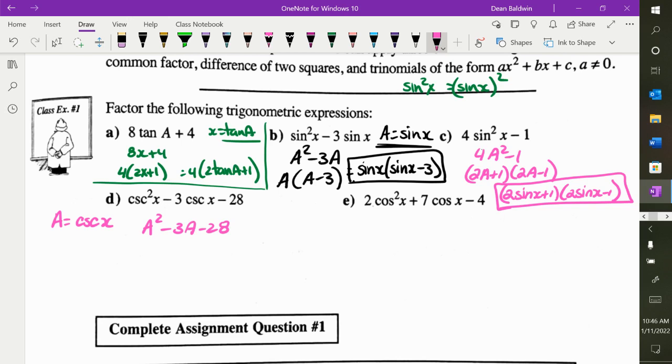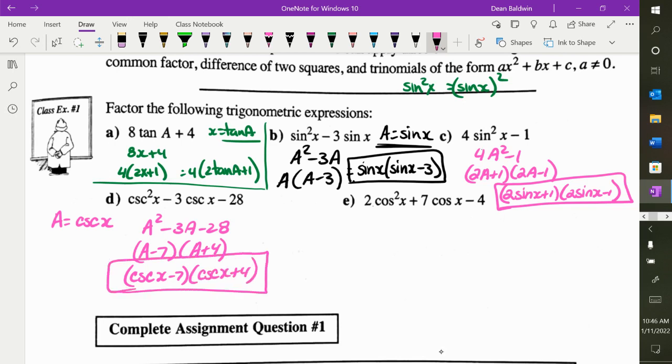We're not trying to solve it. What multiplies to negative 28 and adds to negative 3? There you go. Negative 7, positive 4. And then just sub back in your trig function. We're not solving. This is just factoring. We'll do one practice question, then we're going to start to solve them. I just want to review factoring because it looks a little different when you put trig functions in it.